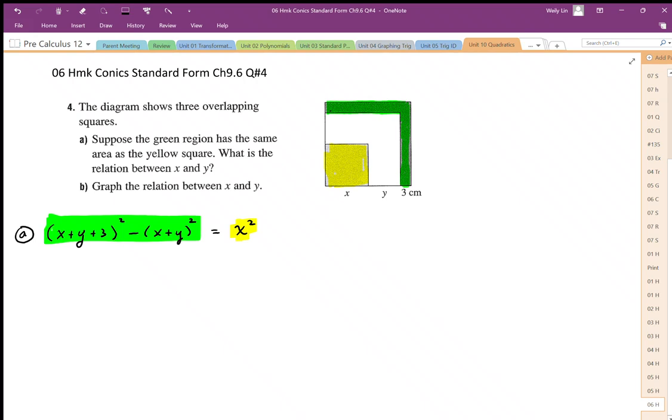Figure 4 shows 3 overlapping triangles, and they say that the green region, which is that outside shaded region, is equal to the area of the inside square. And it says, what's the relation between x and y?